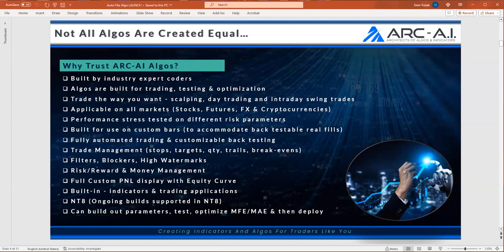Which is why our algos are not created equal. There's a lot of automated systems that you can buy as a black box, and you can just get it as a signal provider. But they have no ability to test different parameters, different trends, different filters, different money management, different stops and targets, different trailing features, different risk reward parameters, different time blockers, you name it.